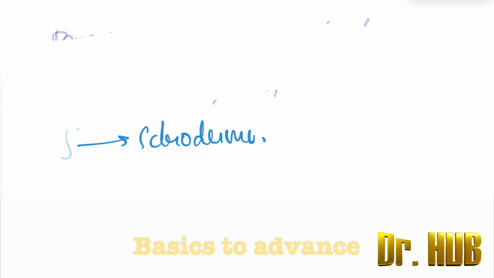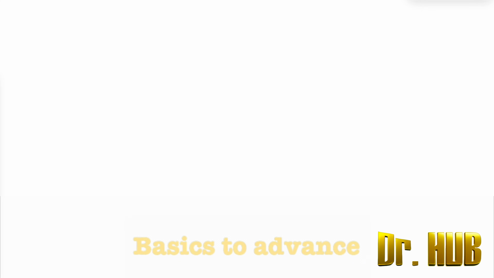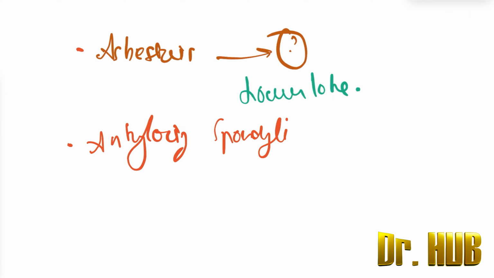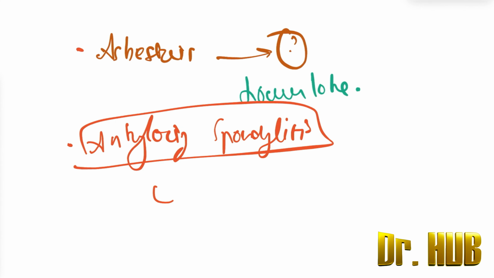Now let's answer our questions. The first question we asked was about asbestosis. Asbestosis is associated with which lobe? The answer here is that asbestosis is associated with the lower lobe. The next question we asked was about ankylosing spondylitis. This is associated with which lobe? It is associated with the upper lobe.